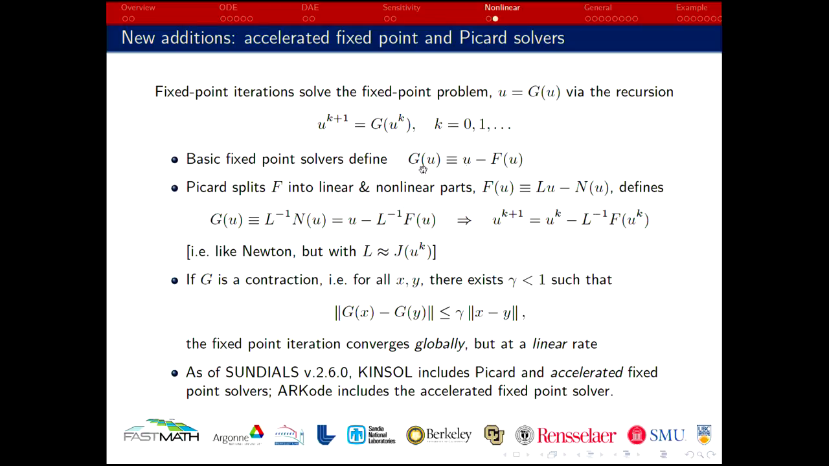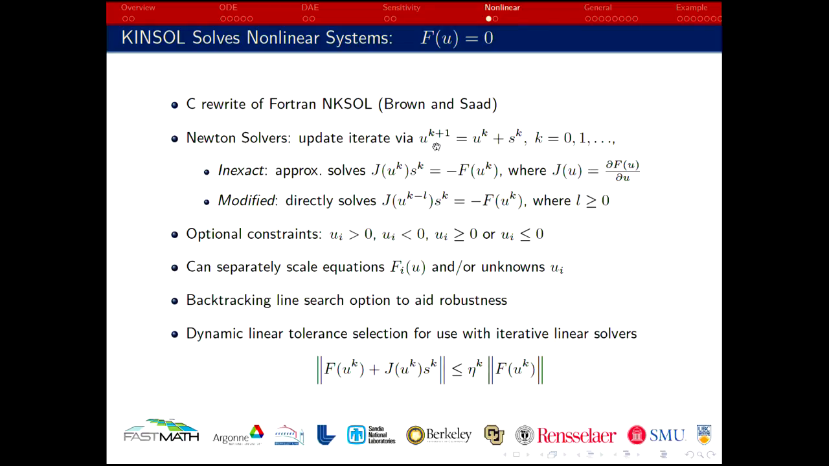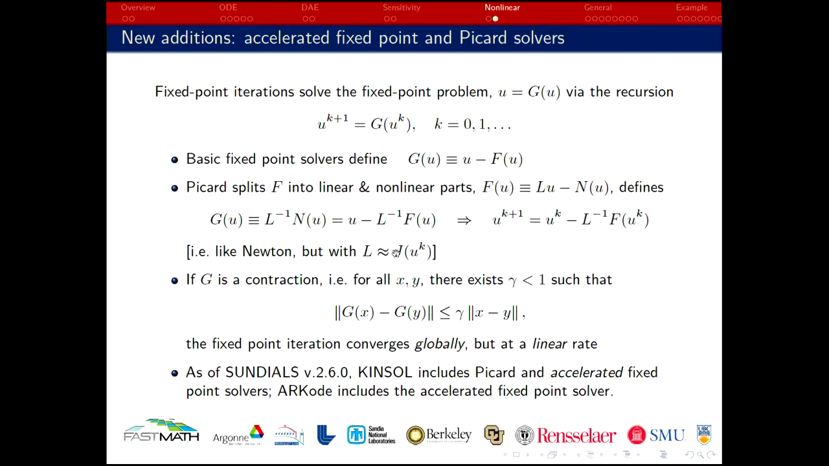A Picard fixed point iteration defines g in a slightly different way. It's going to split f into linear and nonlinear portions, and it's going to define g as this L inverse n, or equivalently u minus L inverse f. Not that you need to pay attention to the derivation, but at the end of the day, the new guess is the old guess minus L inverse f, which is the same thing as what Newton's method did. The new thing is the old thing minus J inverse f. So it's essentially the same basic thing, except that instead of using J, it'll be using this other matrix L that it'll reuse throughout the entire solve.